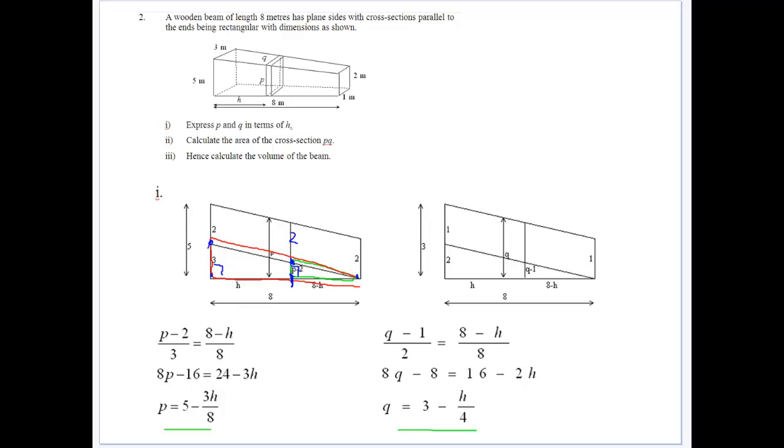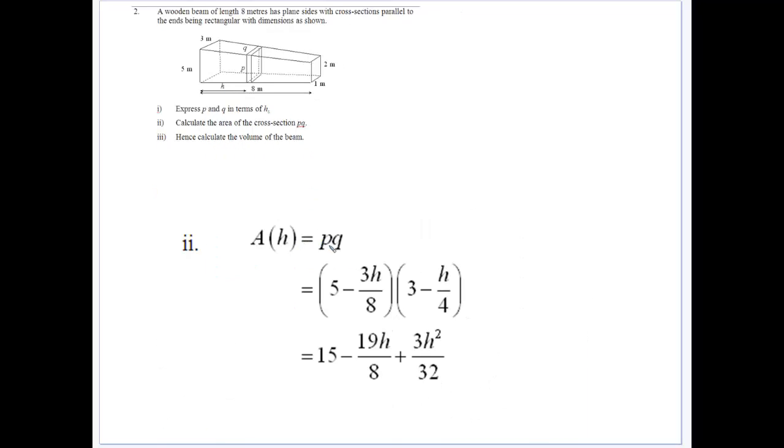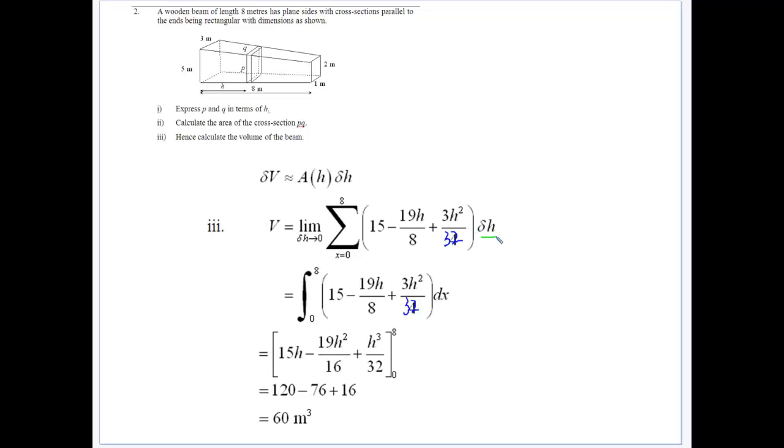Calculate the cross-section PQ. Well, that would just be P times Q, which is the multiplication there, which gives us that expression. And now we want to calculate the volume of the beam. So all our expressions are in terms of h, our thickness is in terms of delta h there. So we're going to take that expression between 0 and 8, because it's 8 meters long. So we start at point 0 and we end at 8. Depends on which way you want to go. We integrate this function with respect to h.